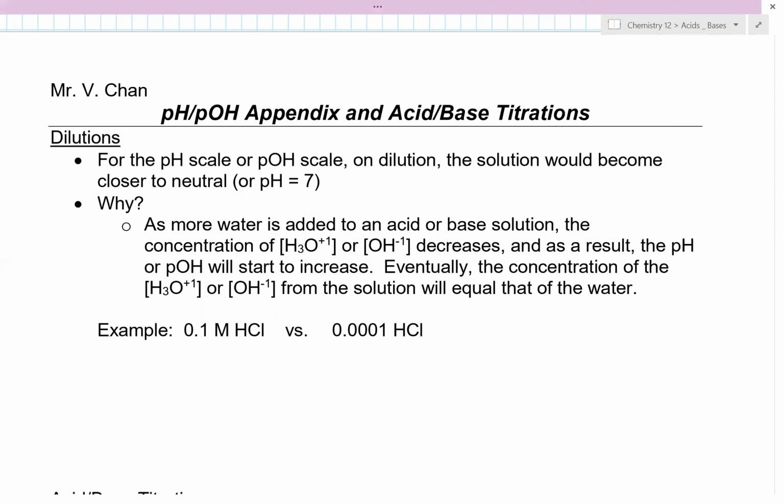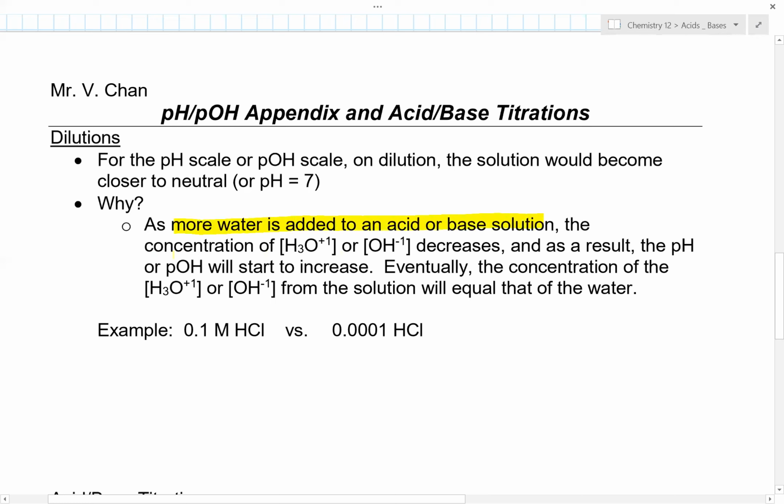Why? When you add water to an acid-base solution, the concentration of H3O+ or OH- decreases. And as a result, the pH or pOH will start to increase. Eventually, the concentration of the H3O+ or OH- from the solution will equal that of water.